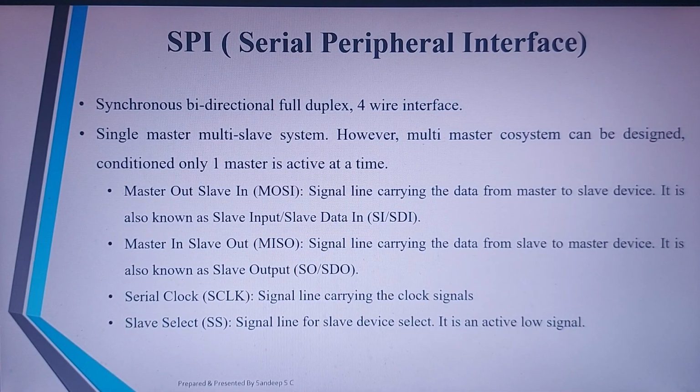Next, we will see what SPI is, that is, serial peripheral interface. Again, this is also a synchronous, bidirectional, full duplex, 4-wire interface. I2C is half duplex, whereas SPI is full duplex. Both are synchronous and bidirectional, but this one is full duplex. So both the master and slaves will be able to communicate simultaneously in the full duplex communication.